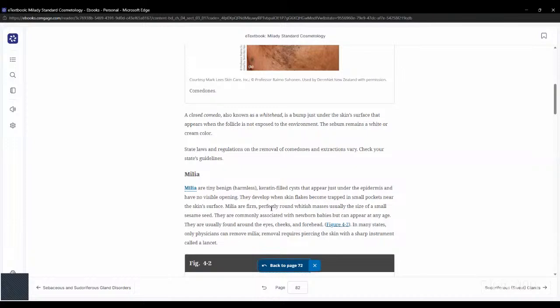Don't get that confused with moles. You can't remove moles, because for some reason barbers think that they can do mole removal in the barbershop, and that is not true. Okay, so we don't want to do anything like that.